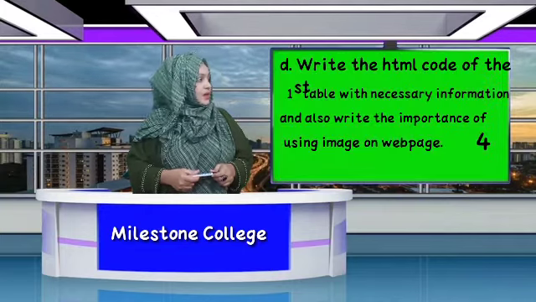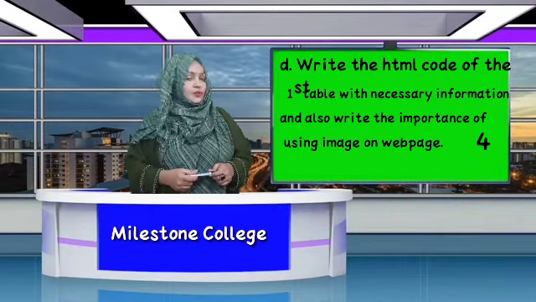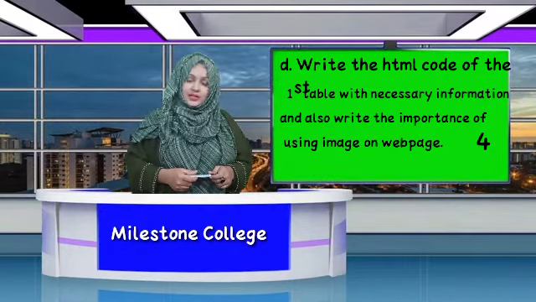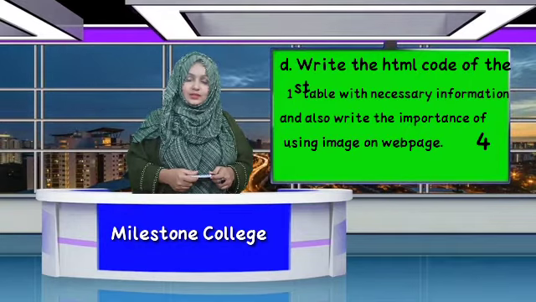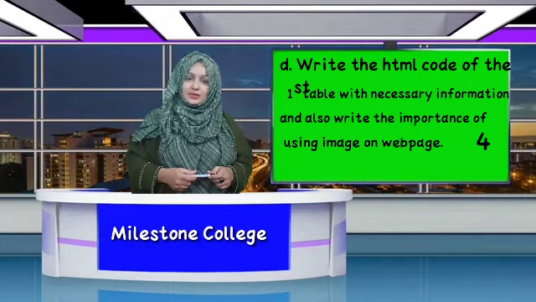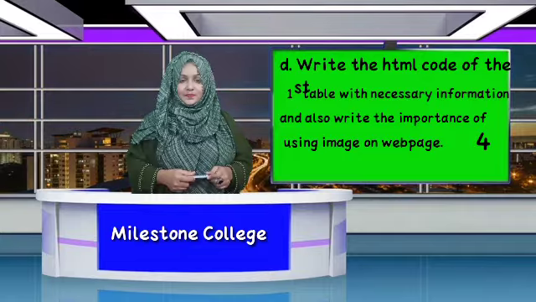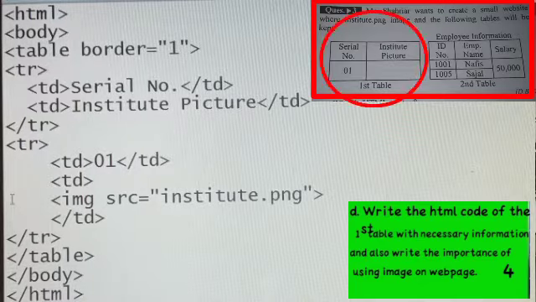And D. Write the HTML code of the first table with necessary information, and also write the importance of using image on a web page. HTML code to add the picture named institute.png in the empty cell of table 1, and also the full code to display all the information of table 1.